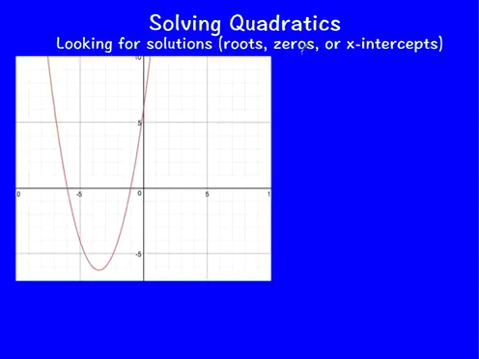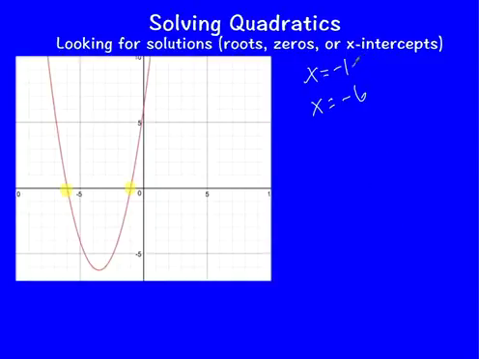So if I were looking at this particular graph, I would see that my quadratic crosses the x-axis at two places, once right here and once right here. So the solutions for this would be at x equals -1 and x equals -6.